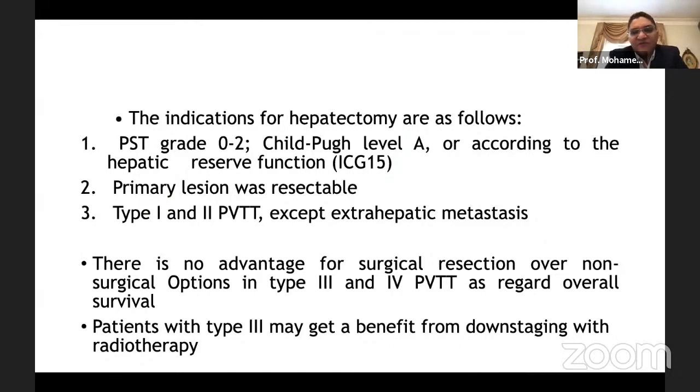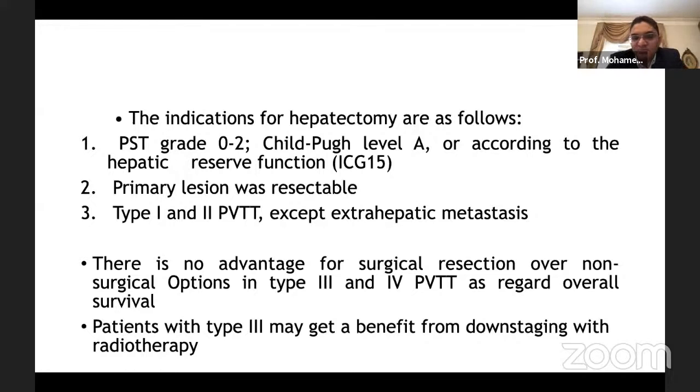The indications for hepatectomy are as follows: ECOG grade from 0 to 2, Child-Pugh class A, and hepatic reserve function ICG-R15. Primarily, the lesion is resectable, type 1 and type 2 portal vein tumor thrombus, except with extrahepatic metastasis.